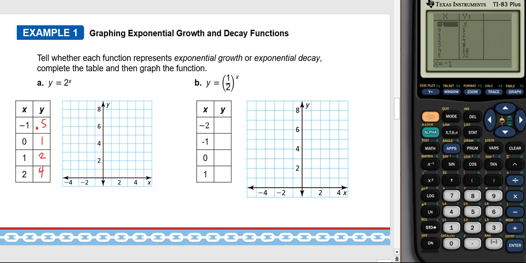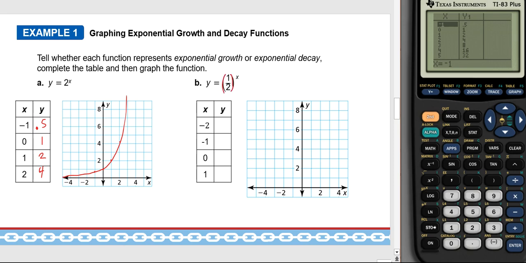So we get 0.5, and then 1, 2, and 4. All of that comes from my graphing calculator, and then I can use the data to make my graph. I have a point over 0, up 1, over 2, up 4. I see good exponential growth, which makes sense because my b value here is greater than 1.